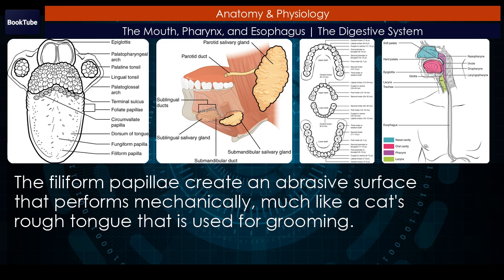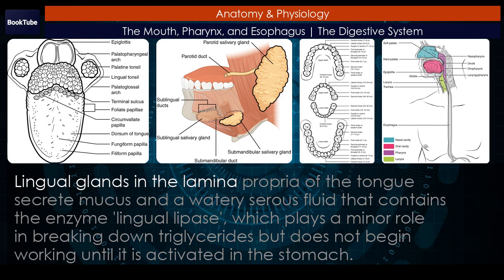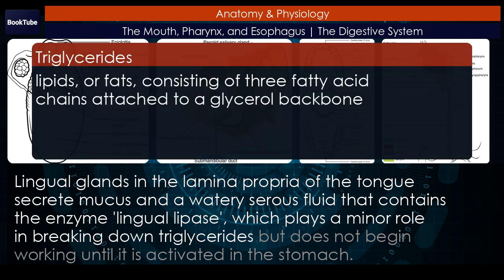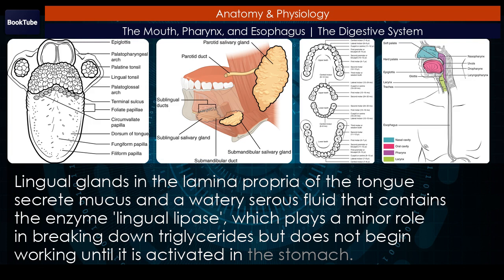Lingual glands in the lamina propria of the tongue secrete mucus and a watery serous fluid that contains the enzyme lingual lipase, which plays a minor role in breaking down triglycerides but does not begin working until it is activated in the stomach.